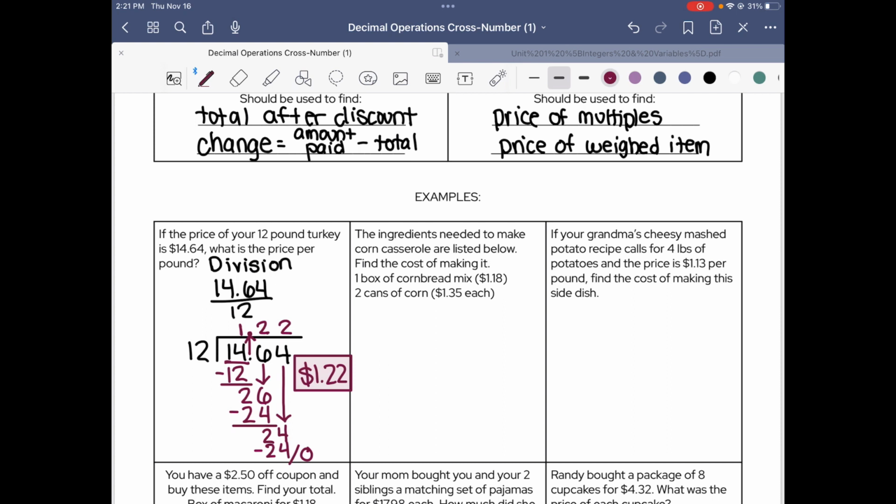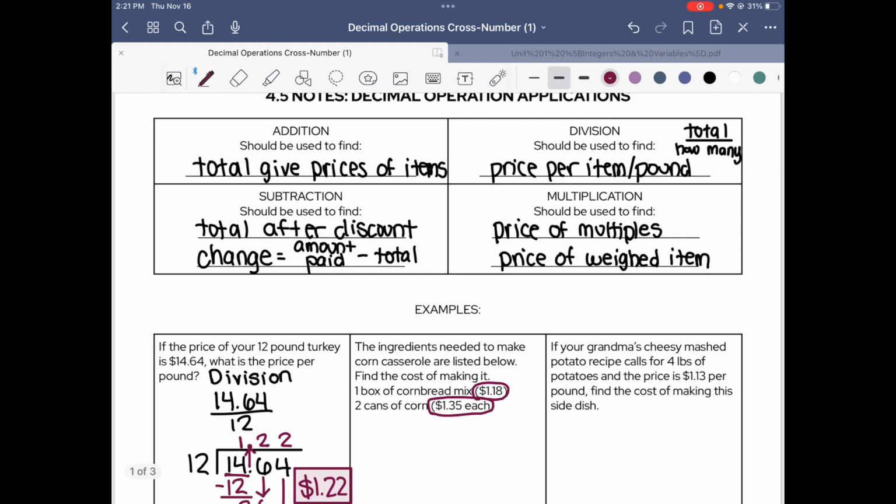All right, next problem. The ingredients needed to make corn casserole are listed below. Find the cost of making it. 1 box of cornbread, which is $1.18, and 2 cans of corn, which is $1.35 each. Since I have 2 different items and I want to find my total, that would be an example of total given the prices of items.